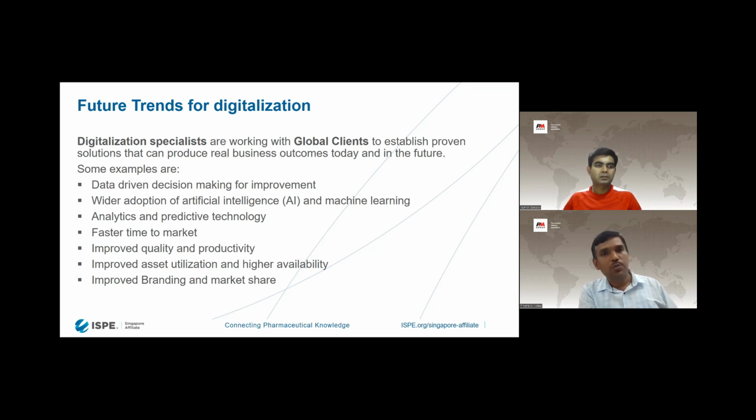Faster time to market, improved quality and productivity. Now we are talking about how we can use digital technologies to make better quality and productivity. Then definitely asset utilization: improved asset utilization and higher availability, just as we talked about in the AHU example.